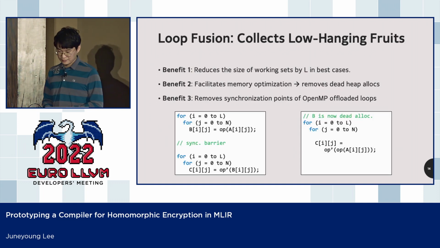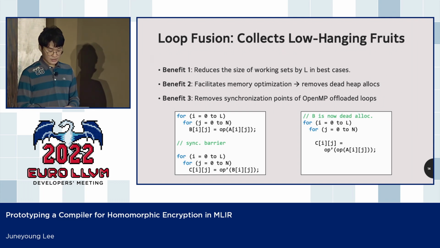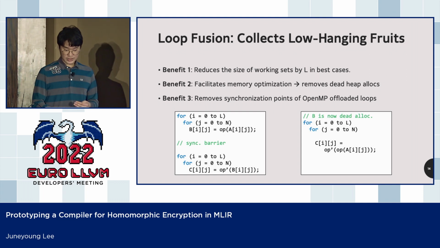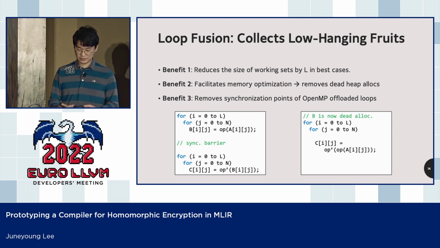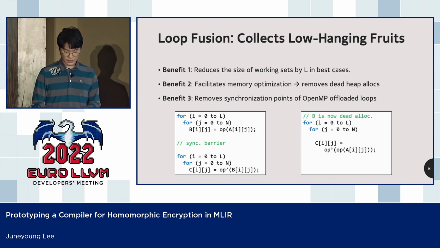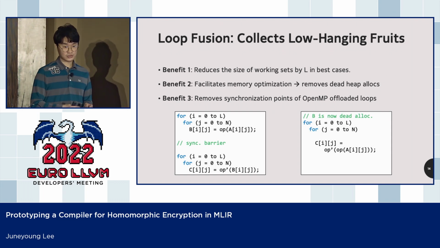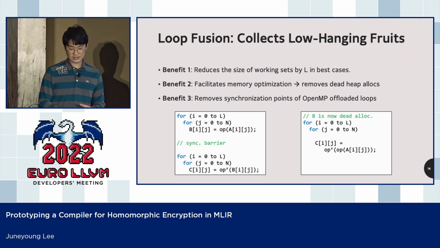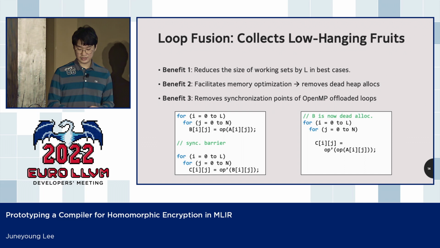However, still, using MLIR was a great experience for prototyping the compiler. And I'm going to describe in which case it could bring performance benefit. I found that loop fusion is very helpful in collecting low-hanging fruits. On the left, you can see that there are two loops. The first loop is a nested loop working on array A and storing the result in B. And the second loop is working on array B and storing the results into C. If the two for loops are individually parallelized, then there must be a synchronization barrier between these two.